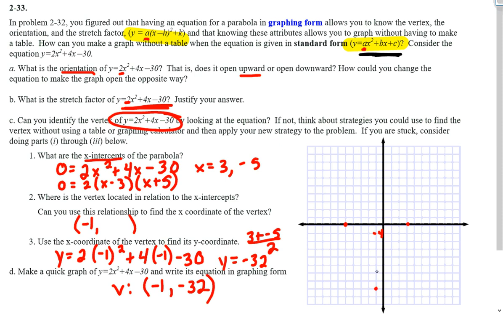So then I have (-1, -32). I counted my y-axis by 4s, so I have those 2 points. I could also find another point. Another point that I could easily find is my y-intercept, because we found our x-intercept.